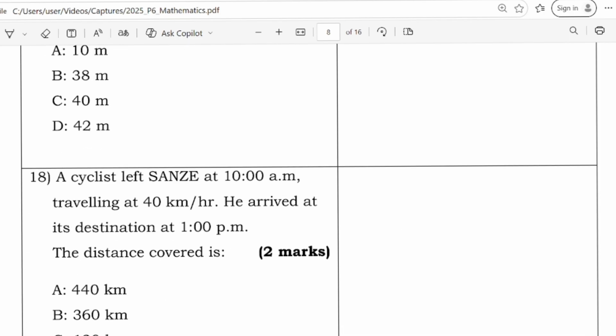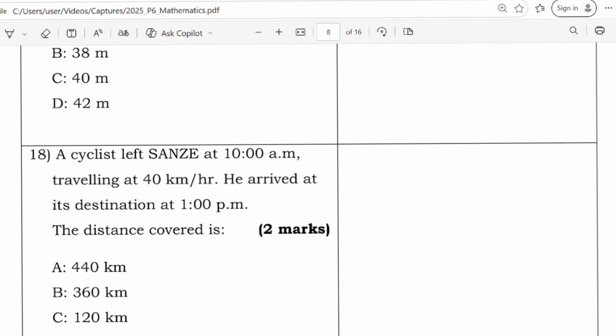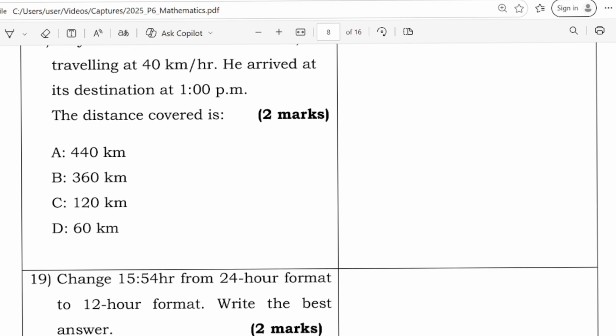As simple as that. And then the cyclist left Musanze at 10 a.m. and was traveling at a speed of 40 km per hour. He arrived at his destination at 1 p.m. So you are asked to find the distance covered. So you should find that and then choose in the options needed.